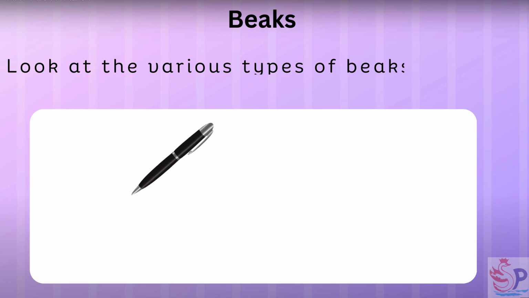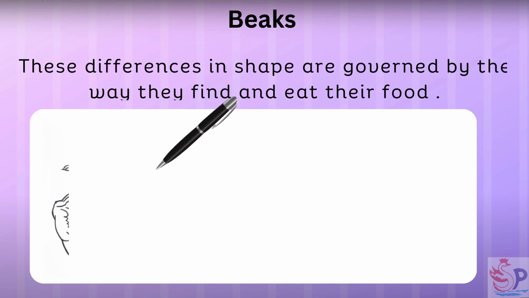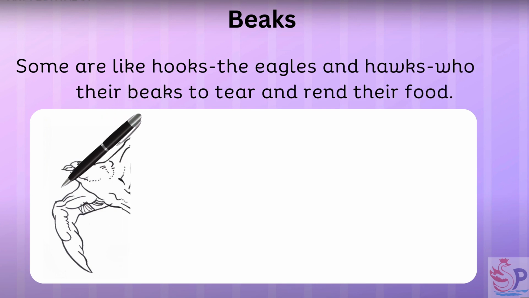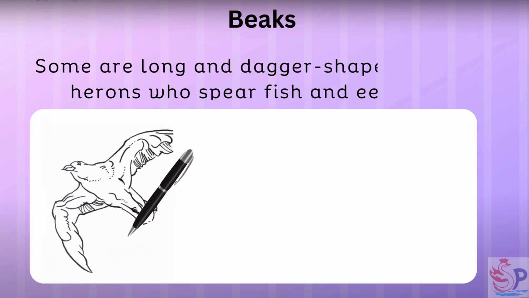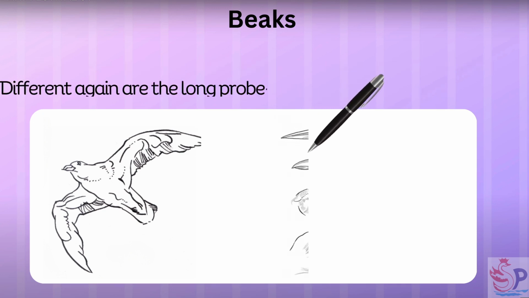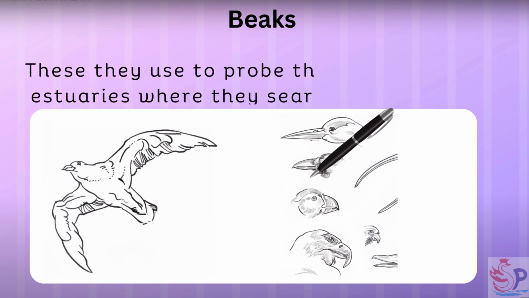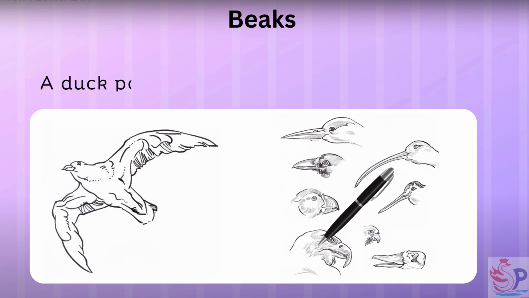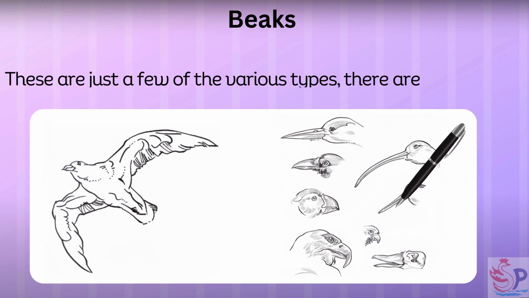Beaks. Look at the various types of beaks of birds. These differences in shape are governed by the way they find and eat their food. Some are like hooks, the eagles and hawks who use their beaks to tear and rend their food. Some are long and dagger-shaped like the herons who spear fish and eels on it. Different again are the long probe-like beaks of some of the waders. These they use to probe the soft mud of the estuaries where they search for their food. A duck possesses a very special sort of beak. These are just a few of the various types.